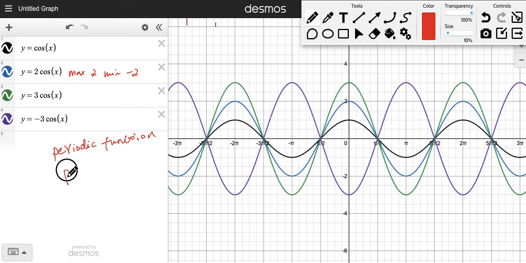You will probably see some words like period, amplitude, things like that, and midline. There are a lot of things we could introduce, but we can't because we don't have enough time. But anyway, you can always use these terms to do some research on your own, which is always a great idea.